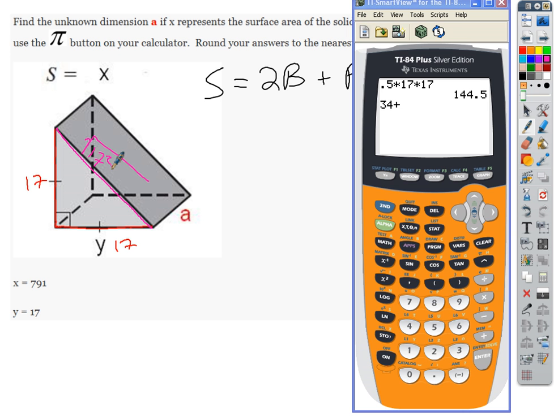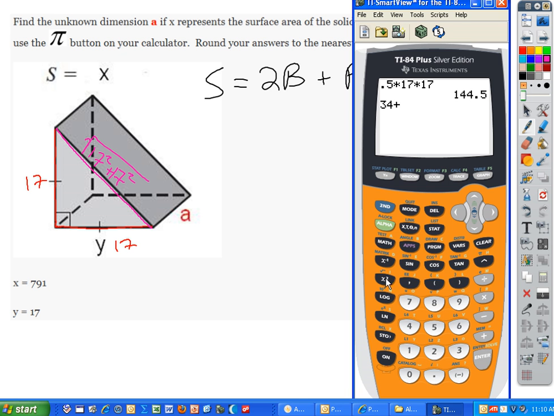Plus the square root of 17 squared plus 17 squared. And there it is. That's our perimeter. So we got them both. Well, now let's just go back and see what it takes to get that A by itself. Okay. What are the steps we would go through?